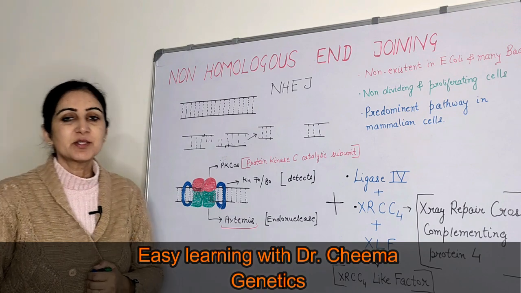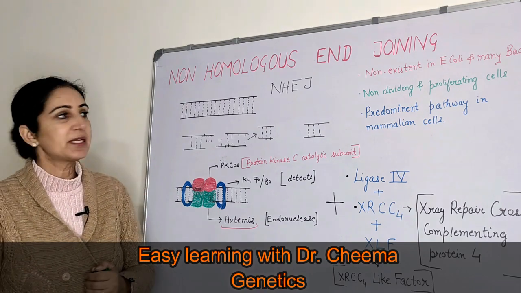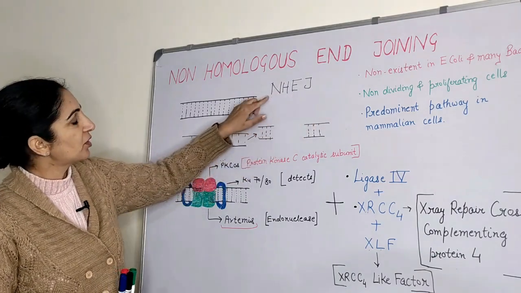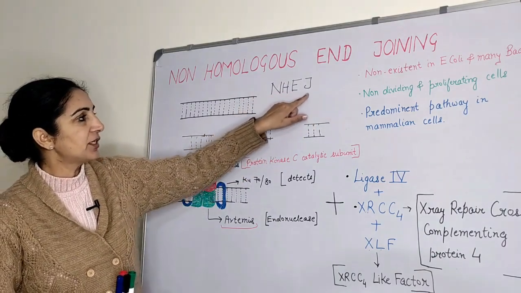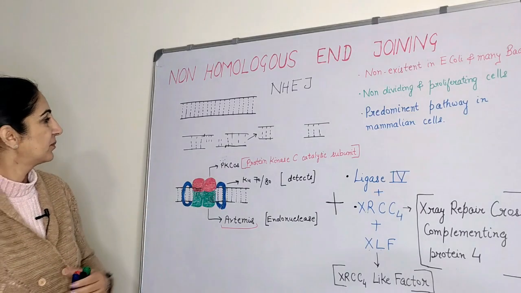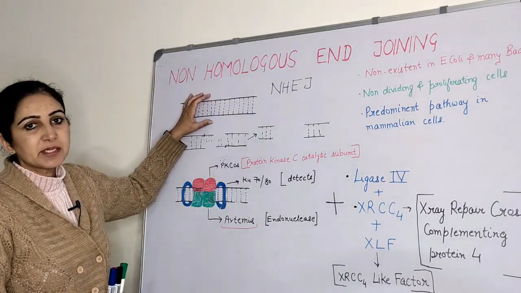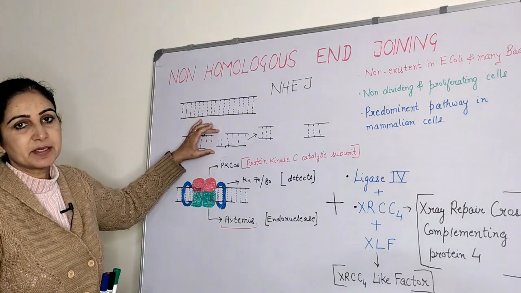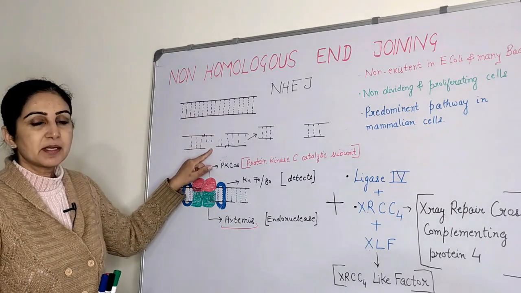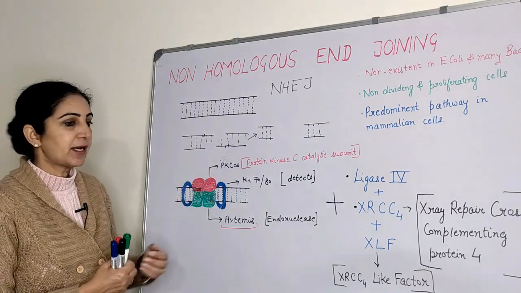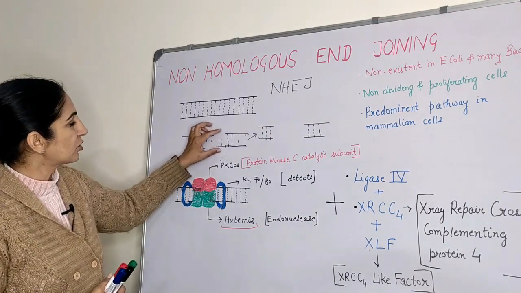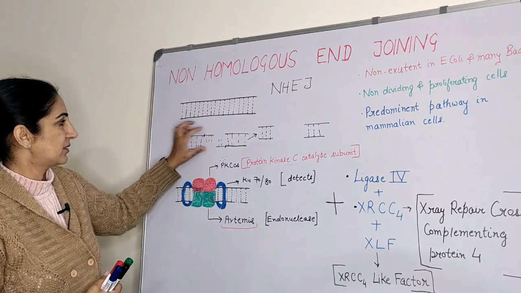Dear friends, our topic of discussion today is non-homologous end joining, or in short NHEJ. Let's see how it occurs in our cells. It actually happens in the case of double strand DNA breaks, that is, when both the strands of DNA get broken and the molecule separates. Now our body has to join both these strands.